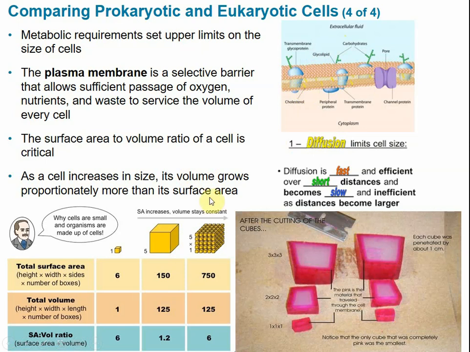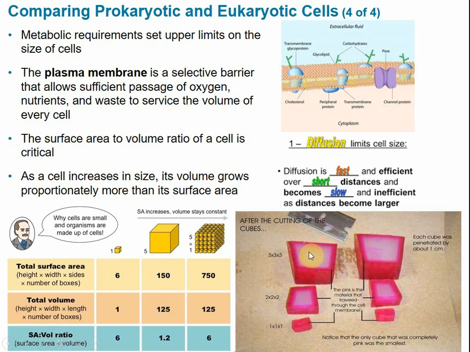So as the size of our cells increases, its volume is going to grow proportionally more than the surface area. So in this example, we have a 1 centimeter cube, a 2 centimeter cube, and a 3 centimeter cube. So the pink dye diffuses inside our gelatinous cell model that we've made here. The pink dye is only going to be able to travel about 1 centimeter inside of this gel. So if the cell is small enough, it can completely saturate and reach the entire internal contents of our cell.